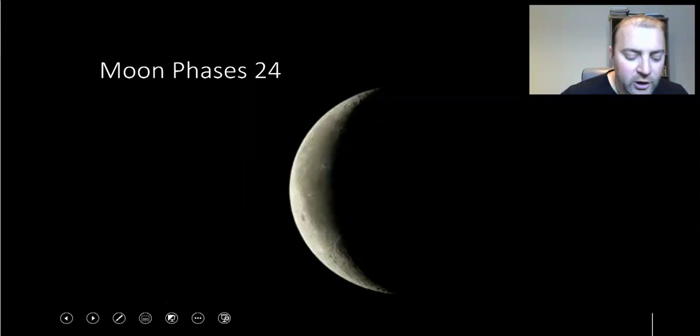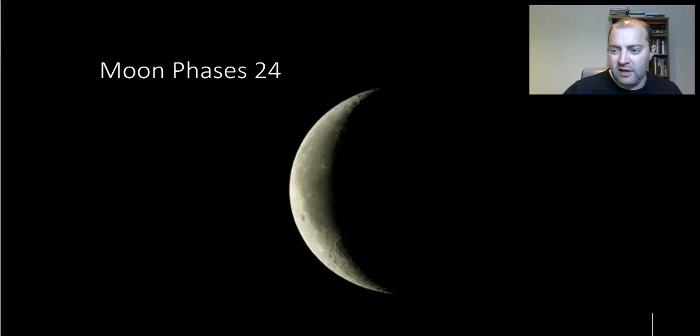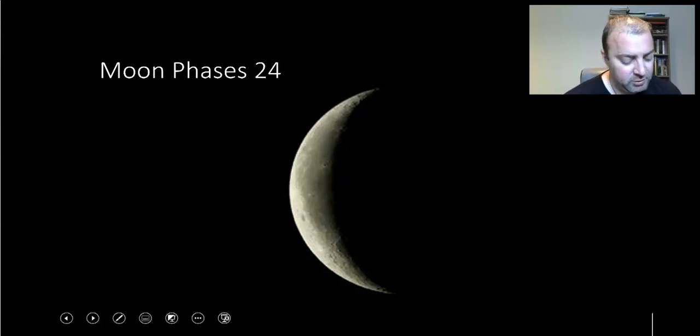Okay, so we do have a bit of a color shift when we jump to day 24. Again, a thinner crescent. Craters are starting to get harder to see. You can kind of imagine what's going to happen. We're going to have a few more days where we have a thinner crescent each day, and then we would finally get down to where we'd have a new moon, and there would be no moon in the sky.